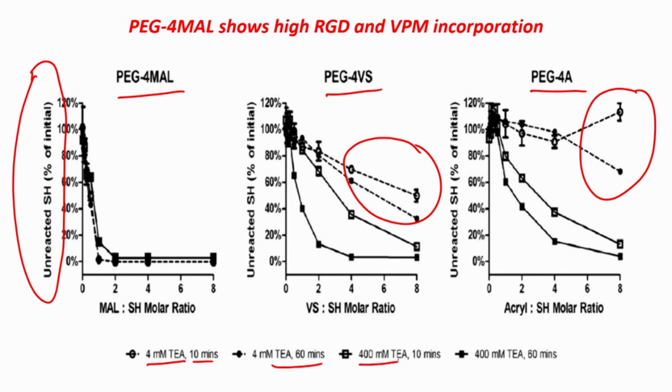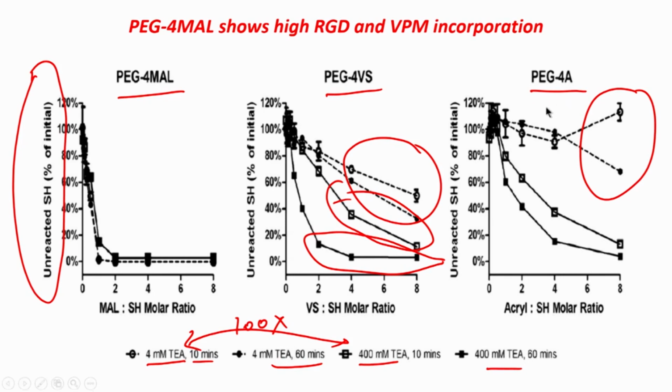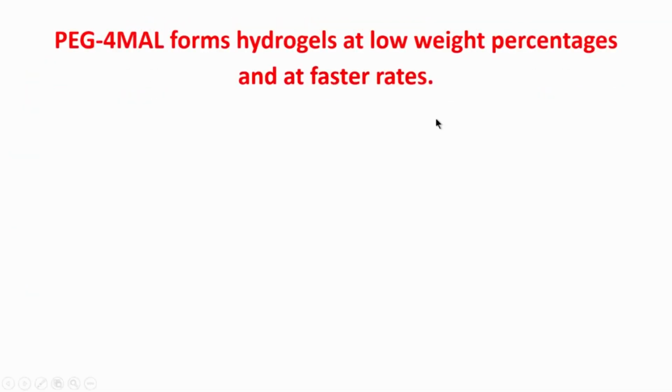If now you increase the TEA concentration, which is again a catalyst here, you get to 100 times. So, I mean this is essentially we are talking about 100 times increasing the catalyst concentration. Even then you are seeing not a very good incorporation. Only after quite a bit of time you start seeing almost 100% reaction, and the same thing applies with the PEG 4 acrylate. So, this clearly shows that this reaction chemistry is much more efficient to continue with this particular system.